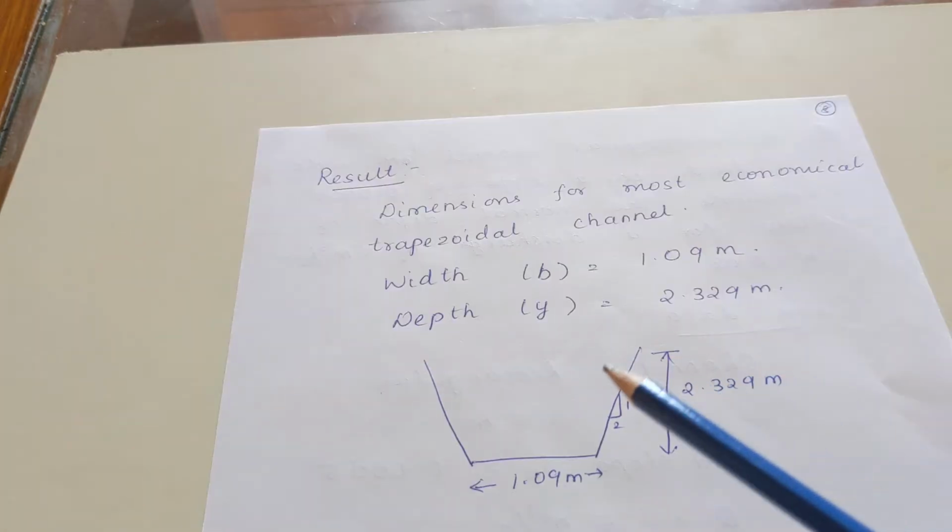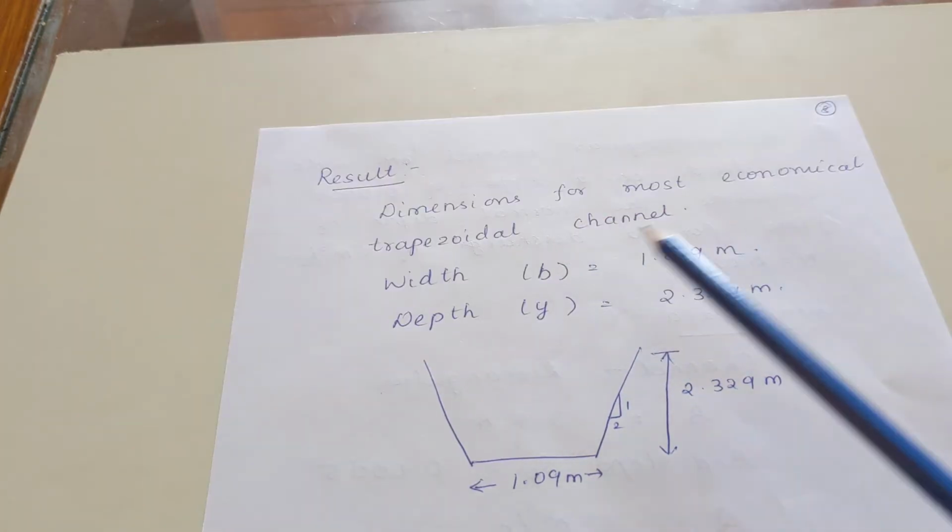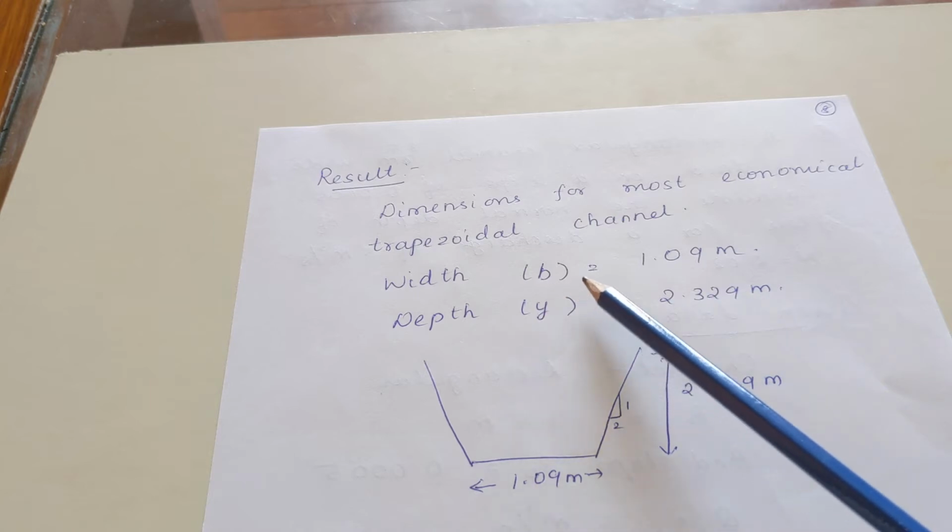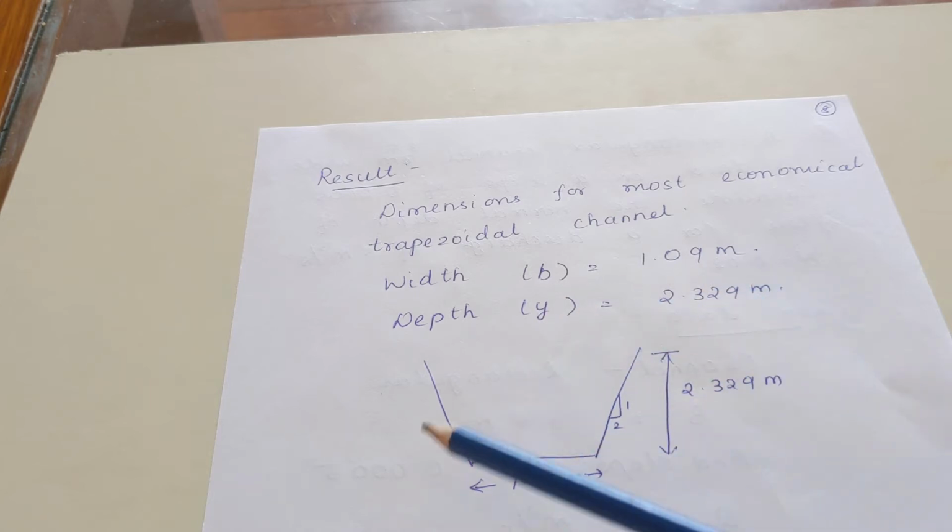So finally you have to write down the result. Dimensions for the most economical trapezoidal channel: width is equal to, depth is equal to. You can also draw one diagram.